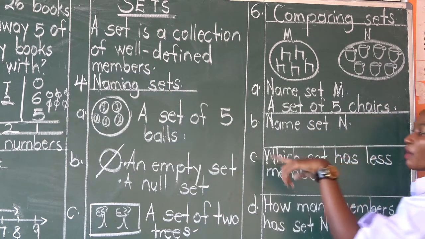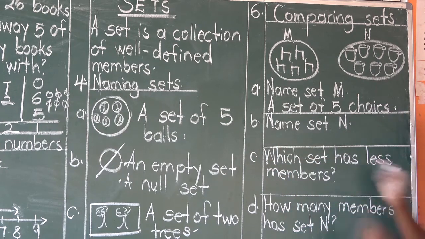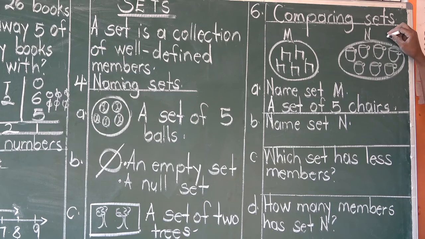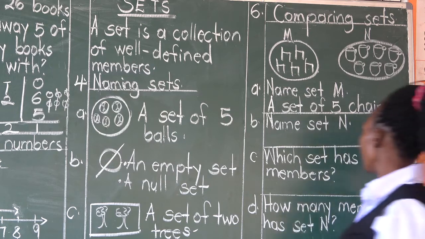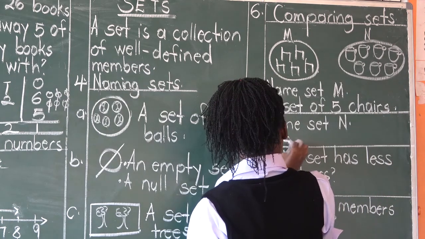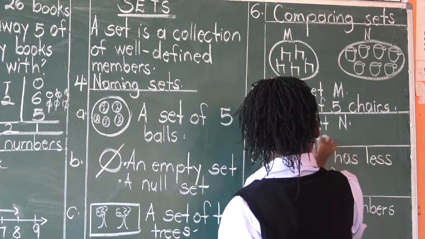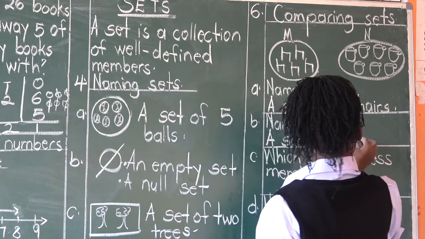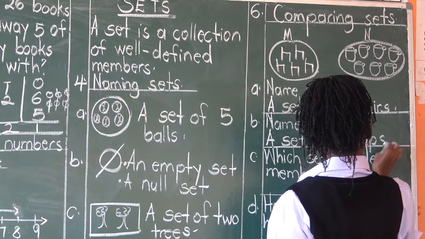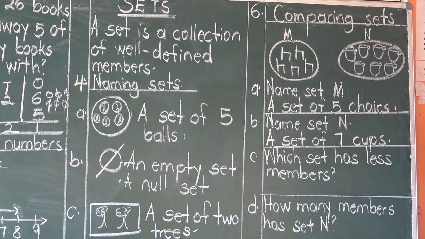Then we have our next number, which is part B. They are saying name set N. This is set N. What can you see? I can see cups. And how many are they? 1, 2, 3, 4, 5, 6, 7. Now we shall say a set of 7 cups. A set of 7 cups. Okay? Let's look at our next number.